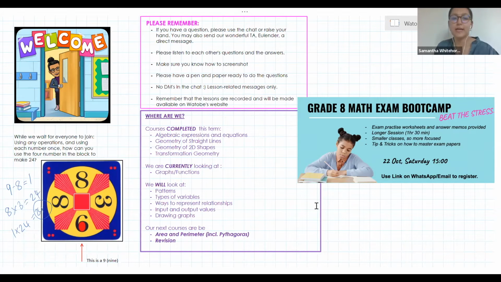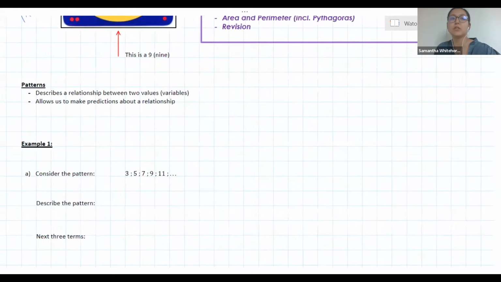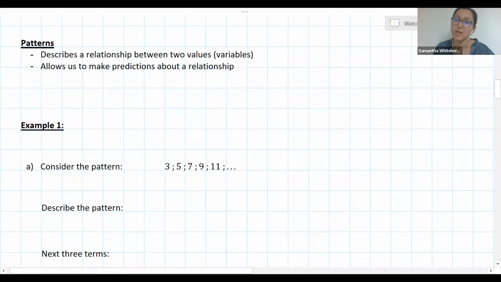So like I said, today what we're starting with is graphs, and we're going to just start with the foundations of talking about patterns. Because at the end of the day, patterns are relationships. So a pattern describes a relationship between two variables or two values. And once we are able to say what the relationship is, we can start to draw graphs that represent this relationship.